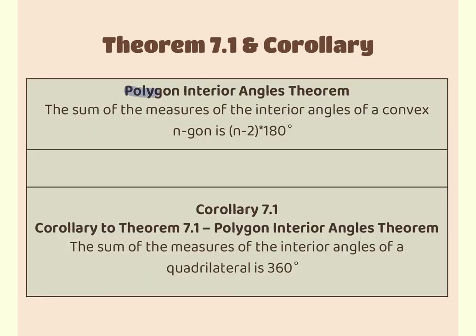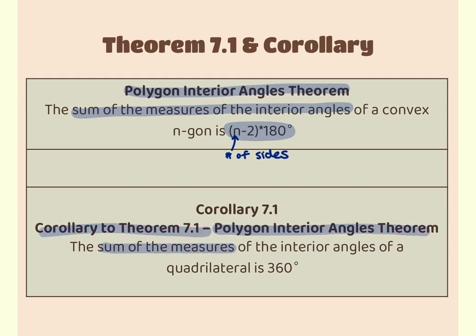Here it is. The Polygon Interior Angles Theorem is just a formula. It says that the sum of the measures of the interior angles, and that's important because we're going to talk about exterior in a little bit, of a convex n-gon is n minus 2 times 180, where n is the number of sides. The corollary to it says the sum of the measures of the interior angles of a quadrilateral is 360. This is just because we use quadrilaterals a lot. So if I add up the 4 angles on the inside, that would be 360. If you use the formula, it'd be n minus 2 times 180, 4 minus 2 times 180, which is 360.